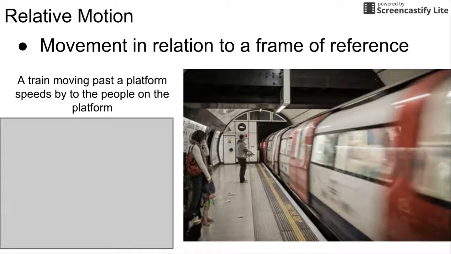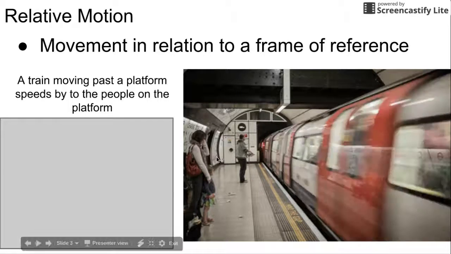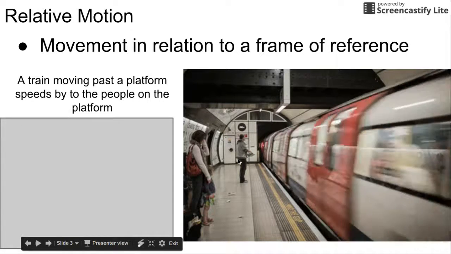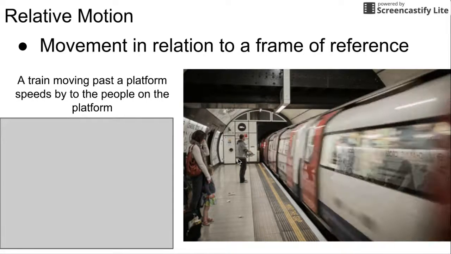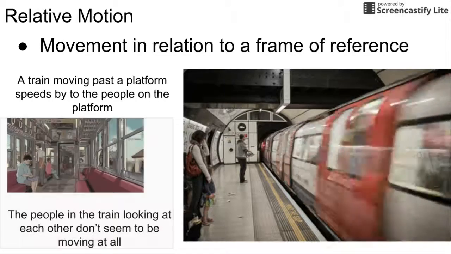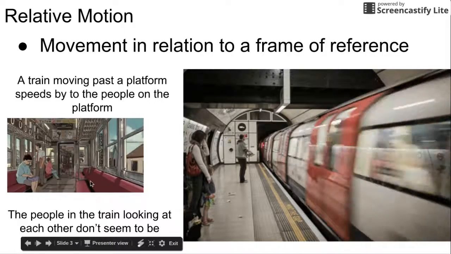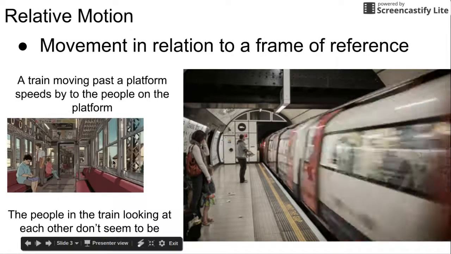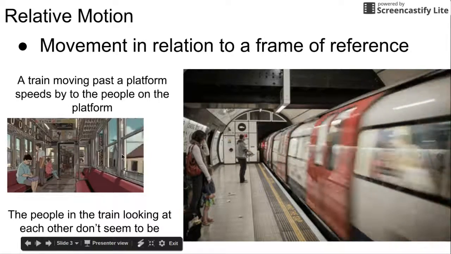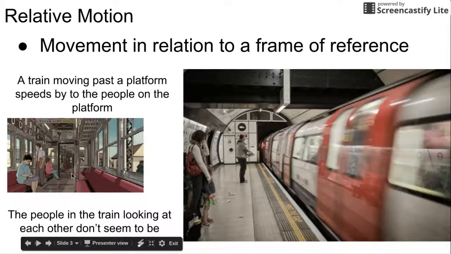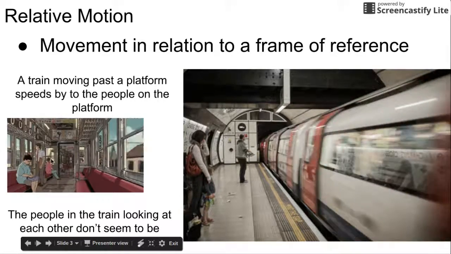So if a person right here standing on the platform were to look at somebody inside that train, they would see that person speeding by them. Again, because of the frame of reference that they're using. However, the people on the train, when they look at each other, they don't seem to be moving at all. Again, if I use my frame of reference to be, if I'm inside this train and I had these windows completely darkened out so that I couldn't see anything outside, my frame of reference would be the seat, the walls, these people standing here.